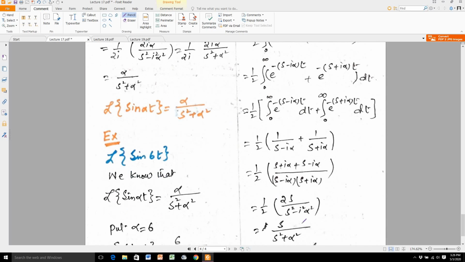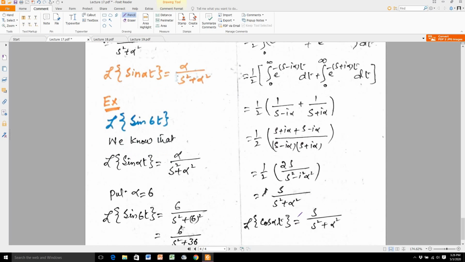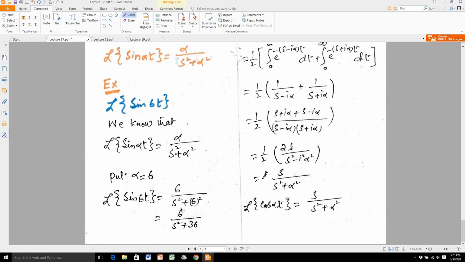Now I take the LCM of these two. So I get 1 over 2 into 2s over s square minus iota square alpha square, and you know that iota square is equal to negative 1. So this 2 is cancelled with this 2, and it becomes s over s square plus alpha square. So the proof of Laplace of cos alpha t is equal to s over s square plus alpha square.